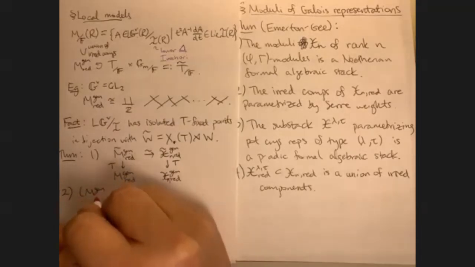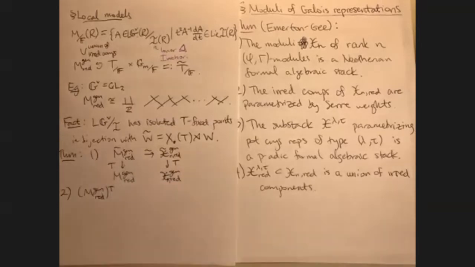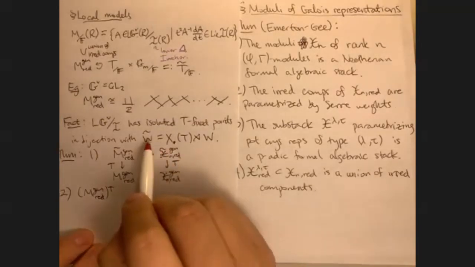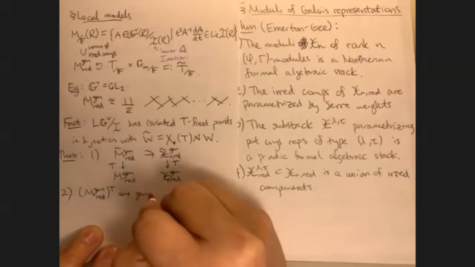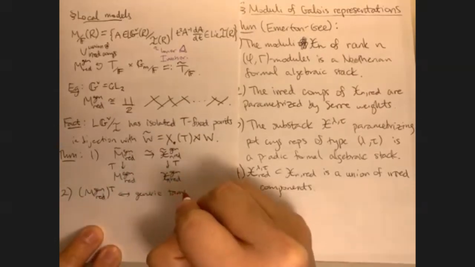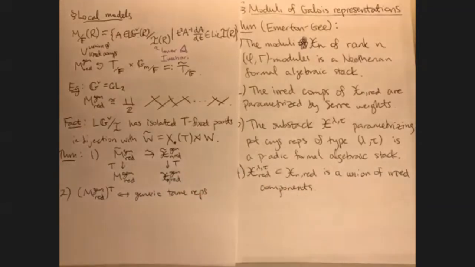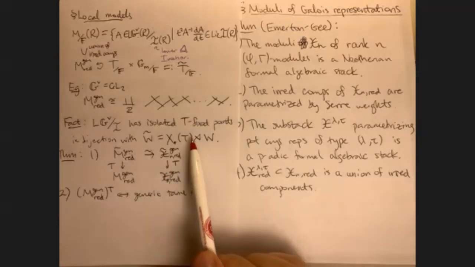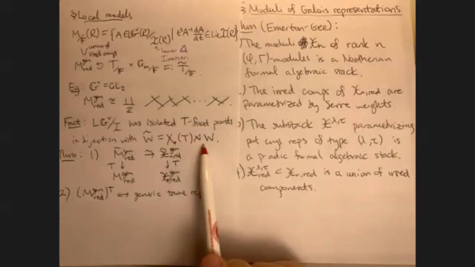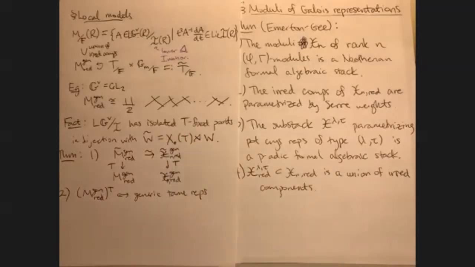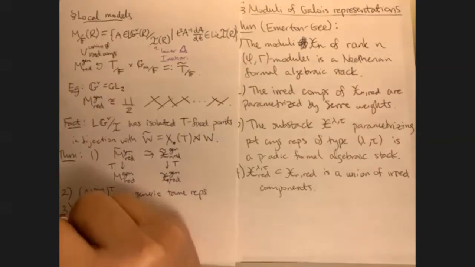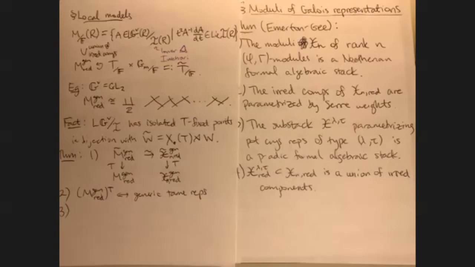The next fact is that if I look at the T fixed points, so this is some subset of W tilde, these correspond to generic tame Galois representations. And in fact, if you remember what the T fixed points are, then this gives the inertial weights, and this gives the niveau of the Galois representation. So it's a very explicit correspondence.